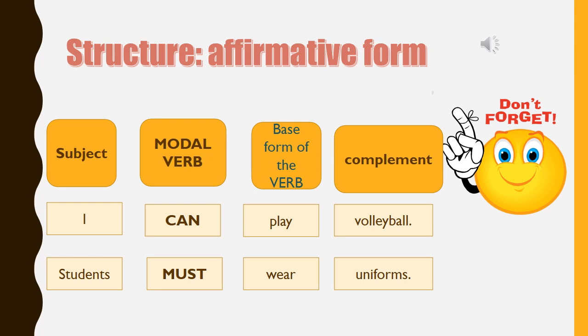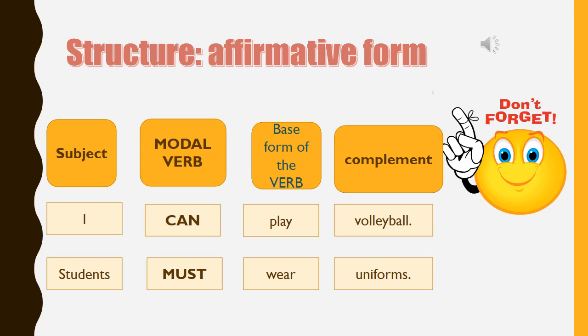Okay, here we are going to see the structure of the modal verbs in a sentence in the affirmative form. In a sentence we are going to use a subject plus a modal verb plus the base form of the verb and plus a complement. For example, I can play volleyball. The subject is I, the modal verb can. Notice that we use play as the base form of the verb. So I can play volleyball.